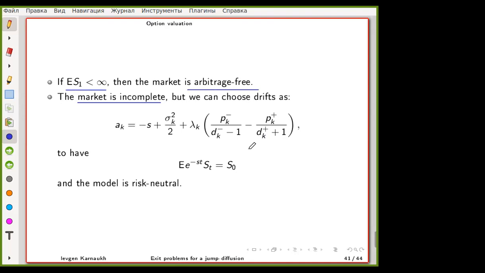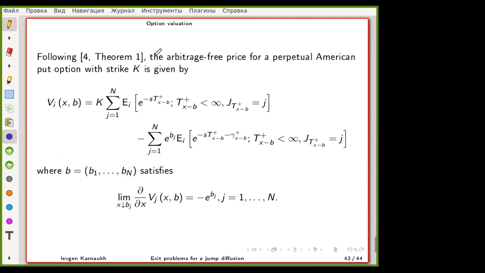One of the possible cases is to fix the drift of our jump diffusion as this expression. In this case, our discounted price will be a martingale, and the model will be risk neutral with respect to the initial probability measure. Using the results from Pistorius and Jiang, the arbitrage-free or rational price for a perpetual option with fixed strike K can be represented like this expression with optimal boundary B, which can be found from this system of equalities.